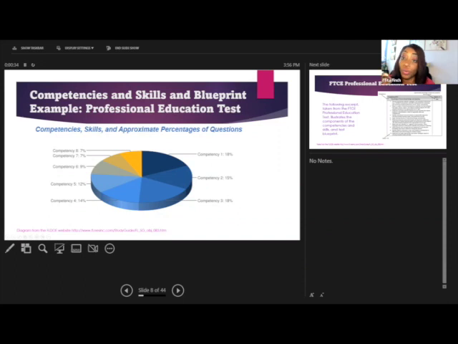You know, when you're studying, you're not going to hyper focus on competency 8 and 7, especially if you have some modicum of mastery on those competencies. You want to make sure that you are extra confident when it comes to competency 1, competency 3, competency 2.